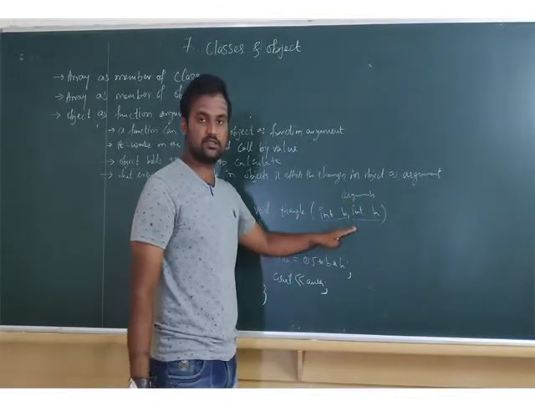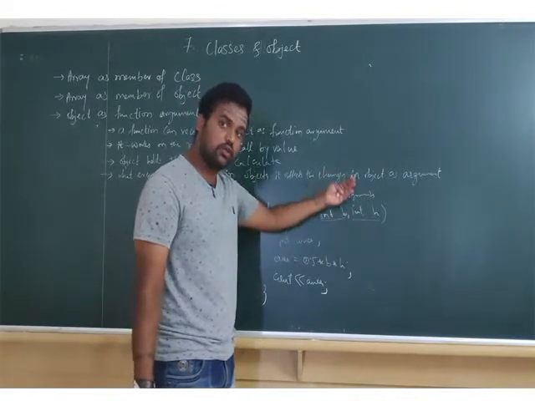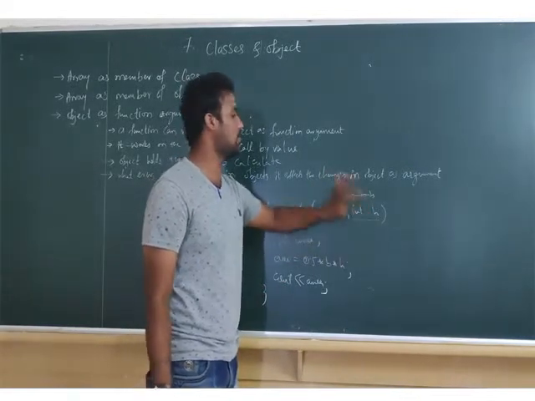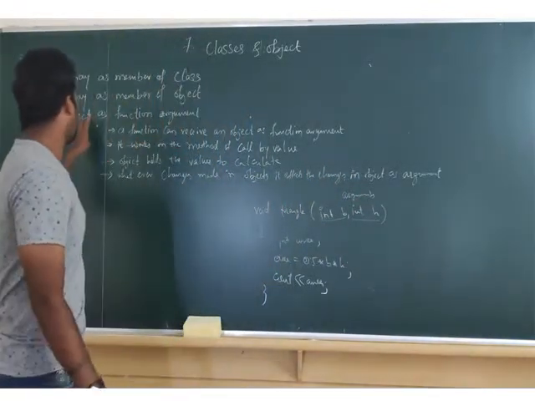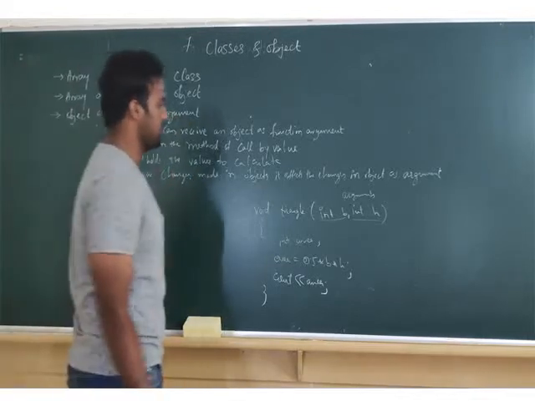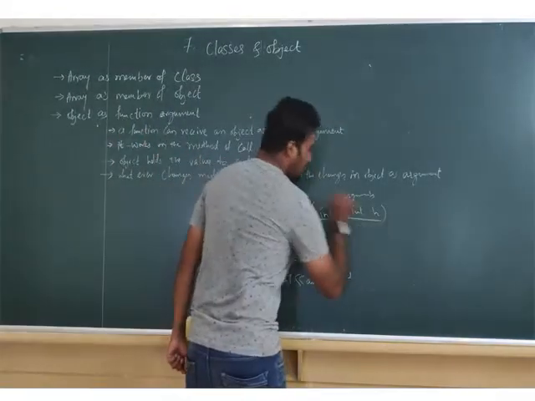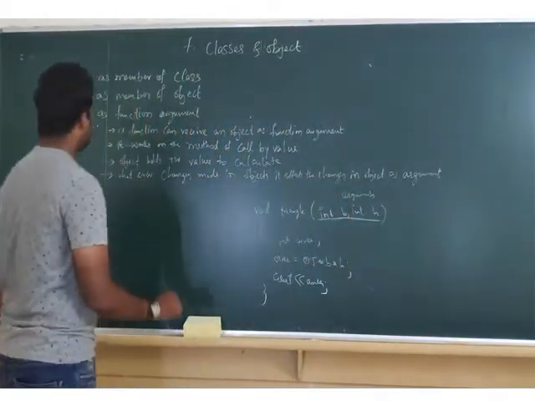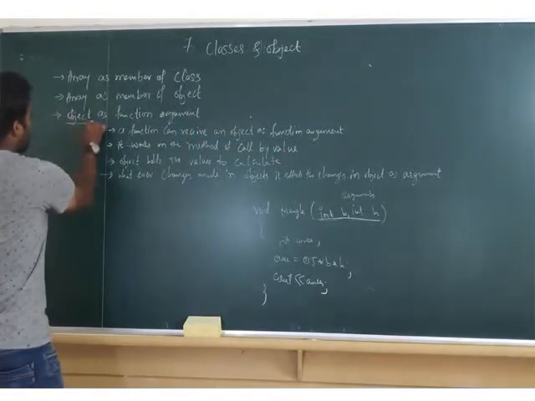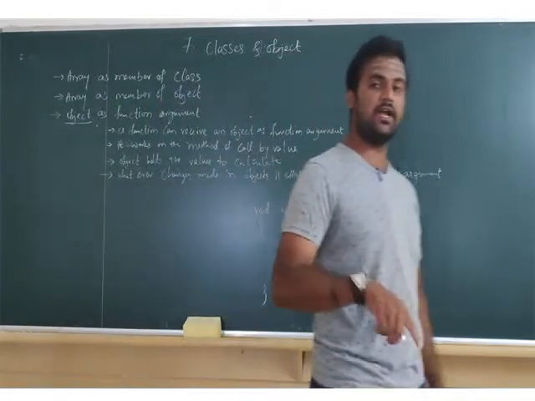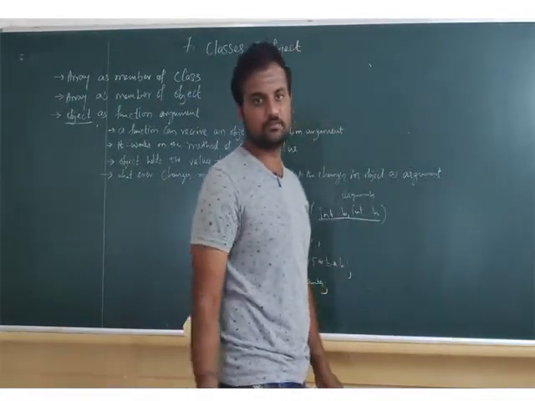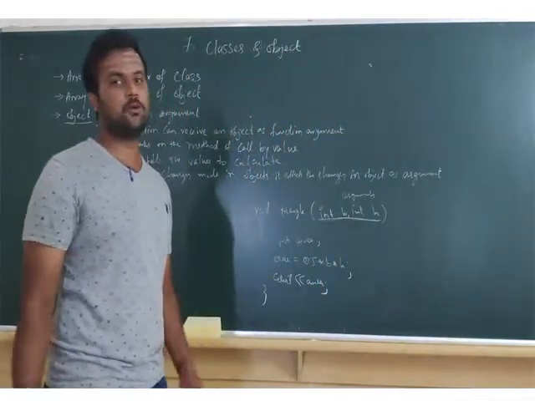The variables which you are taking and working on to solve a particular problem are called arguments. Okay? So, object as function argument means that instead of a variable as an argument, we are taking an object. How to create an object? By using the class name and its object name.